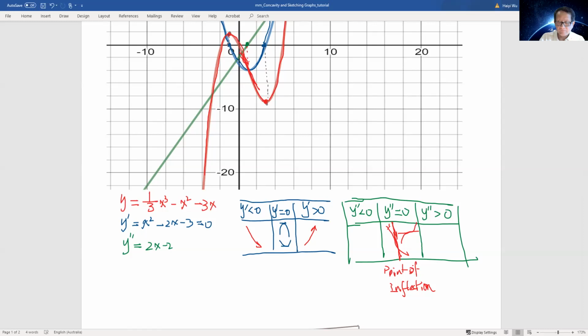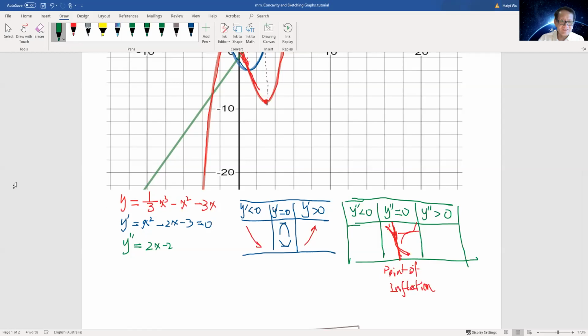All right. So this is the point of inflection. Okay, let's have a look at what about if the second derivative is less than 0? Can you see the graph?